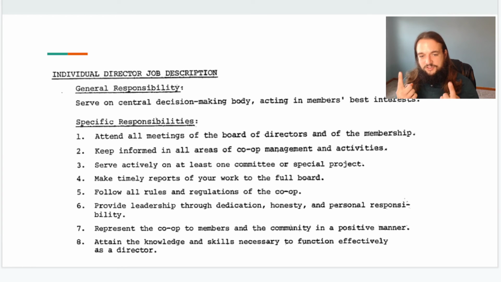6, provide leadership through dedication, honesty, and personal responsibility. 7, represent the co-op to members and the community in a positive manner. And 8, attain the knowledge and skills necessary to function effectively as a director.